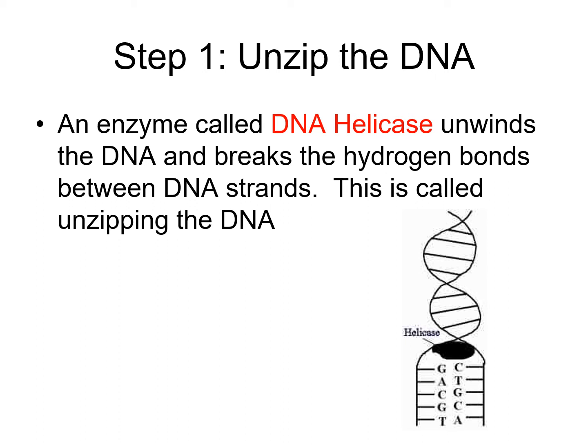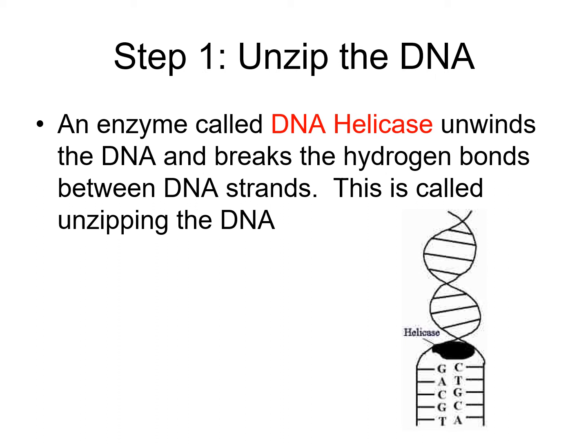Just like if you wanted to copy pages out of a book, you have to open the book. The first thing we have to do is open our DNA. Now, you cannot open every page in a book at the same time, so we do not open every part of DNA at the same time. Think of it as a zipper. You're going to unzip it a piece at a time. That's kind of what DNA helicase does.